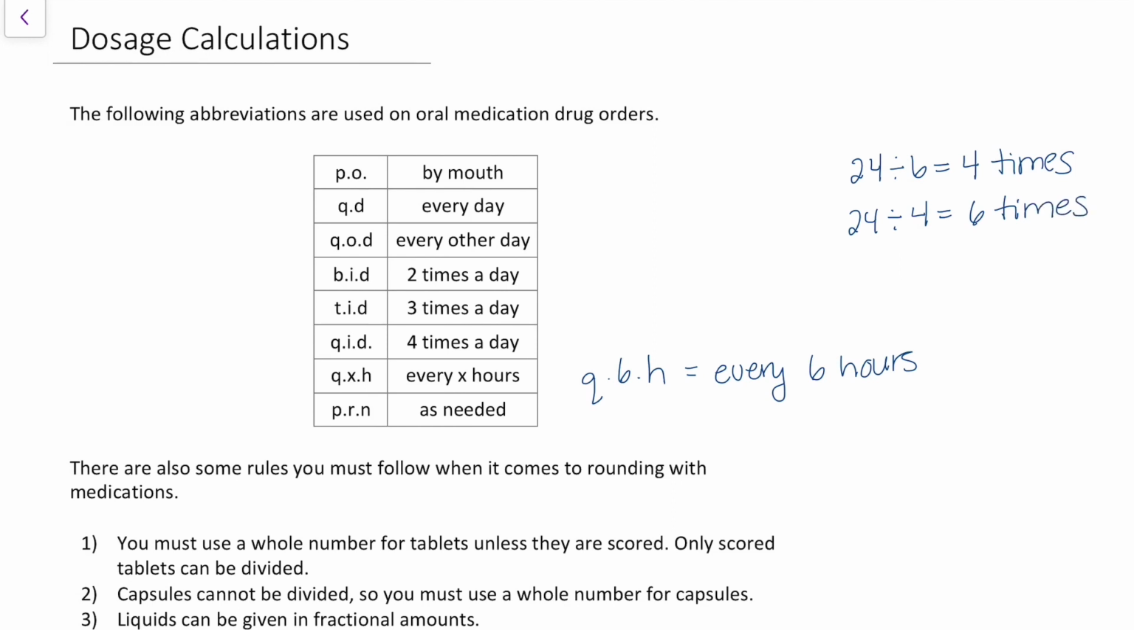And then if it's followed by PRN, that means as needed. So if they don't need to take it every 4 hours or every 6 hours, they don't have to, but you still need to administer as if they will have to every 6 hours or every 4 hours. So just keep that in mind when you're trying to figure out how much medication you need to give them or prescribe to them over an amount of time.